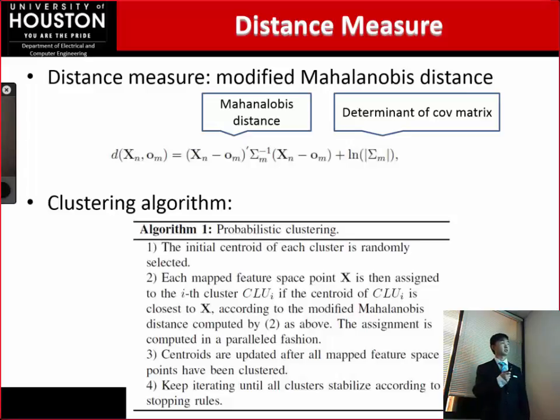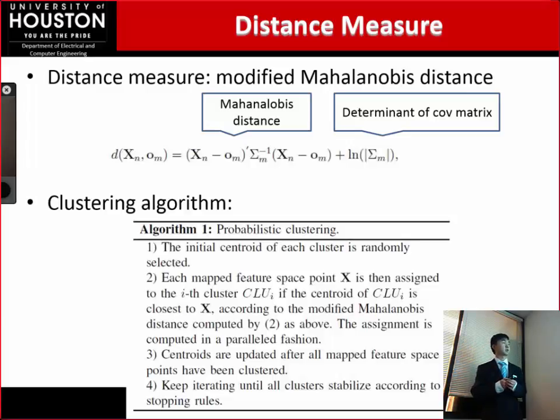So it measures linear dependence. If the data points in the mth cluster are more correlated, meaning that their patterns are more similar, then this term will be smaller. Then it inclines to cluster the data point to that cluster.